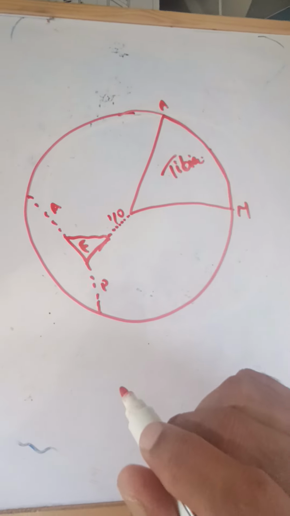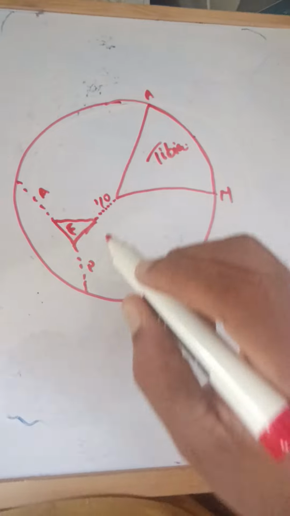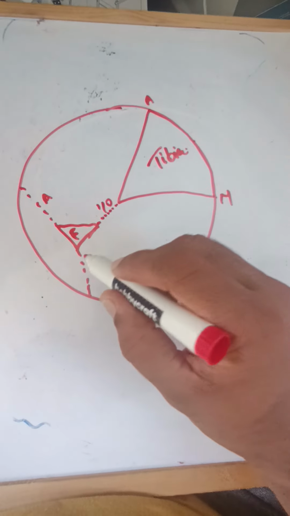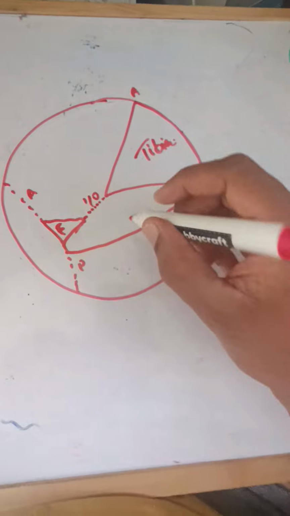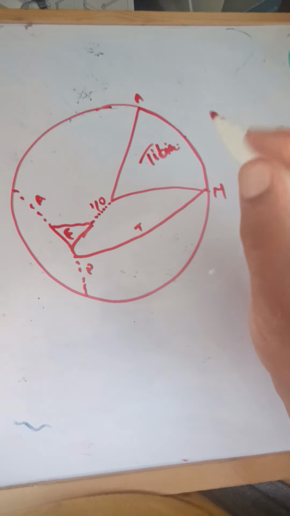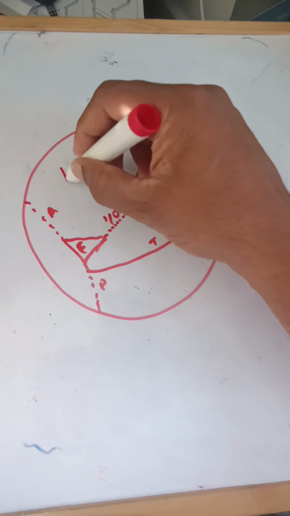Now the next thing we have to draw is a transverse intermuscular septum that will run here. This is the transverse intermuscular septum. Okay. Now here you have the anterior compartment.